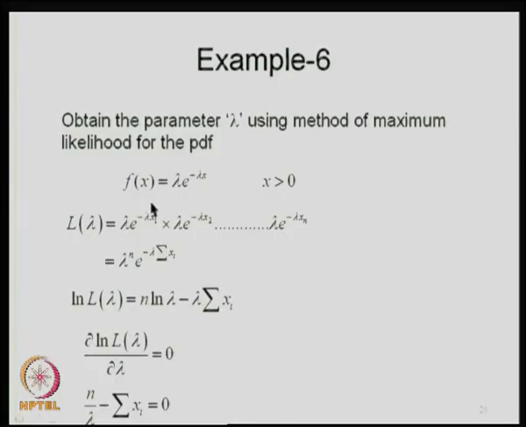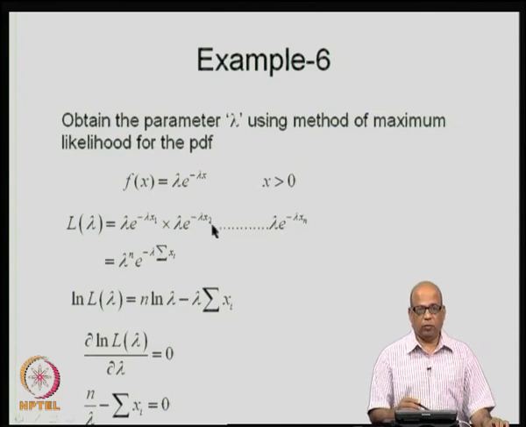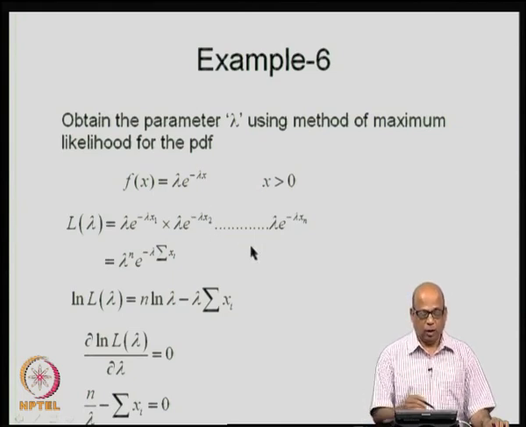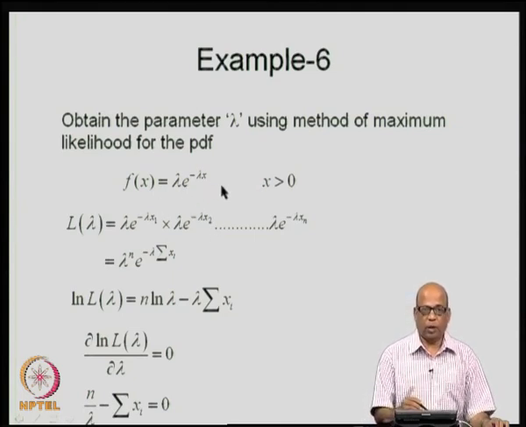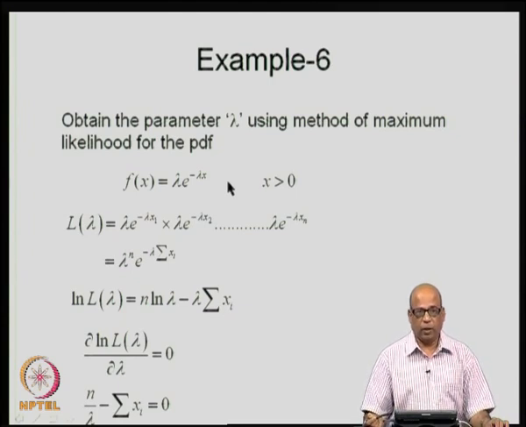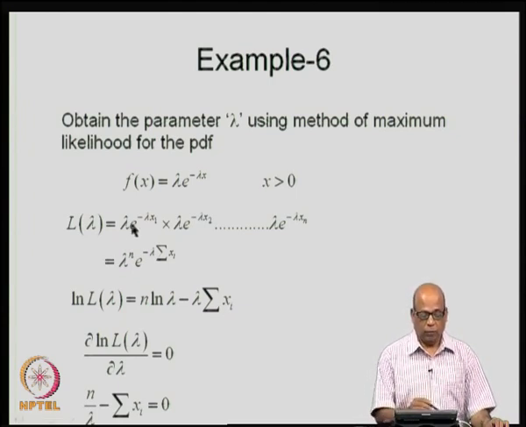Let us take a simple example to demonstrate how we estimate the parameters using the method of maximum likelihood. So, we will again take the same example, the exponential distribution, as we considered for the method of moments. f of x is equal to lambda e to the power minus lambda x. So, the parameter is lambda here. We formulate the likelihood function L of lambda is equal to lambda e to the power minus lambda x 1 into lambda e to the power minus lambda x 2, etcetera.